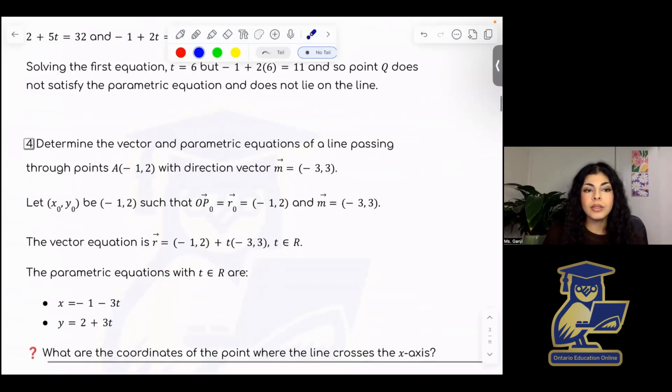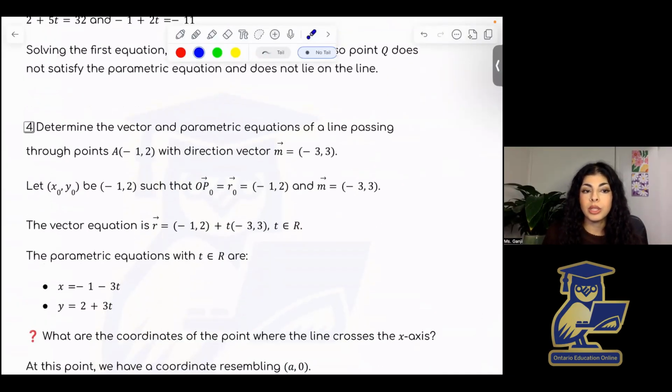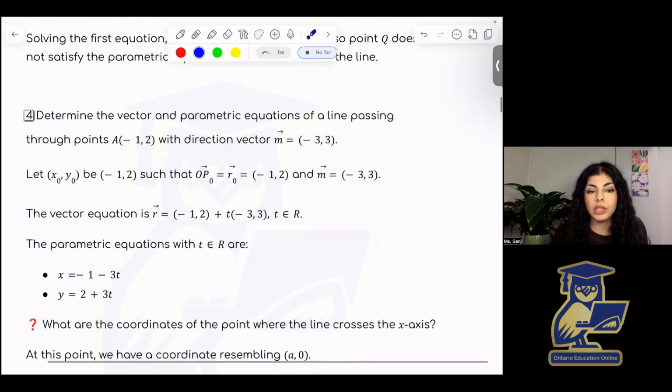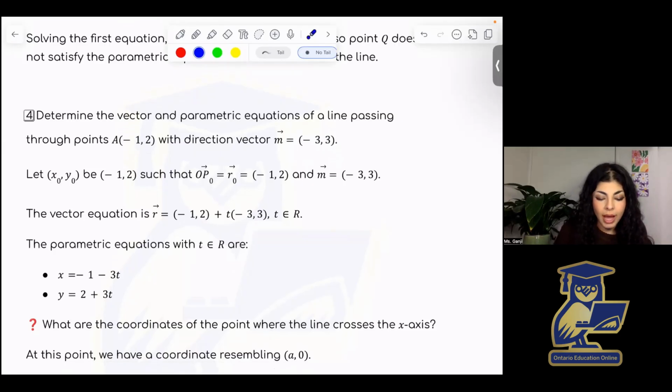Now, example 4, we're asked to determine the vector and parametric equation of a line passing through point A with direction vector m, which is equal to negative 3, 3. So this is really simple now. We're just setting up using the definition above. So x0, y0 is that point A, which was negative 1 and 2.